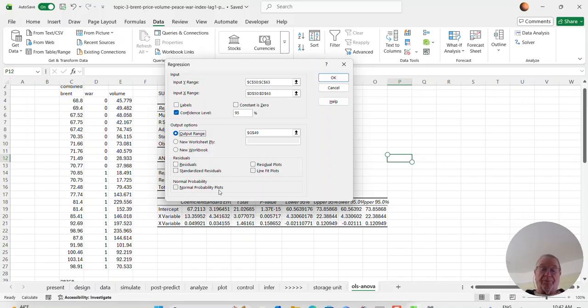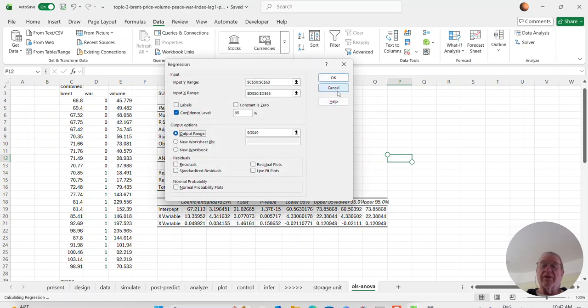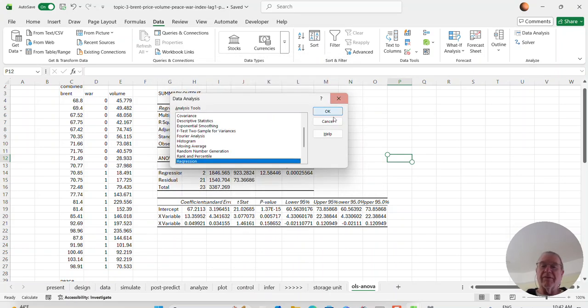Something called the normal probability plot. We wouldn't use a normal probability plot. We would use a gamma probability plot. And that might be something for the future. Oh, it contains non-numeric data. God help us. Cancel.